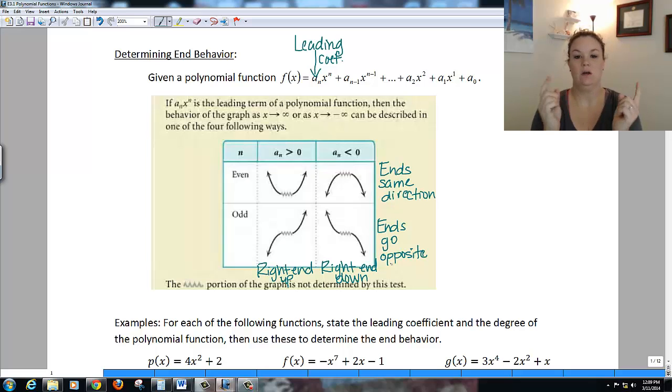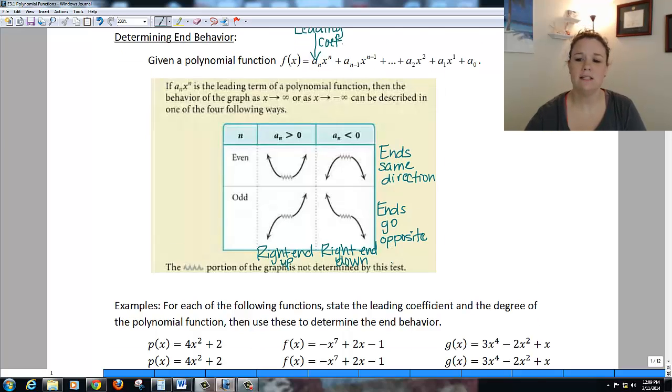Okay, so the degree of the polynomial tells us what direction the ends are going, if they're going the same or if they're going opposite. And then the leading coefficient tells us what the right side is doing. If the leading coefficient is positive, the right end's going down. If the leading coefficient is negative, then the right end's going down. I said that backwards, didn't I? If the leading coefficient is positive, the right side's going up. If the leading coefficient is negative, the right end's going down.